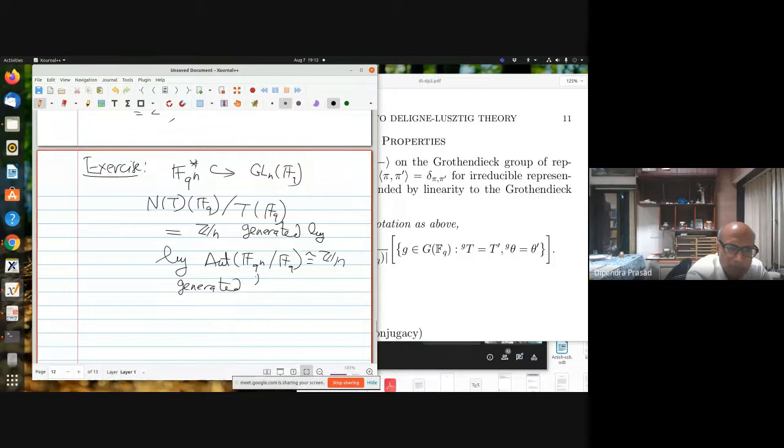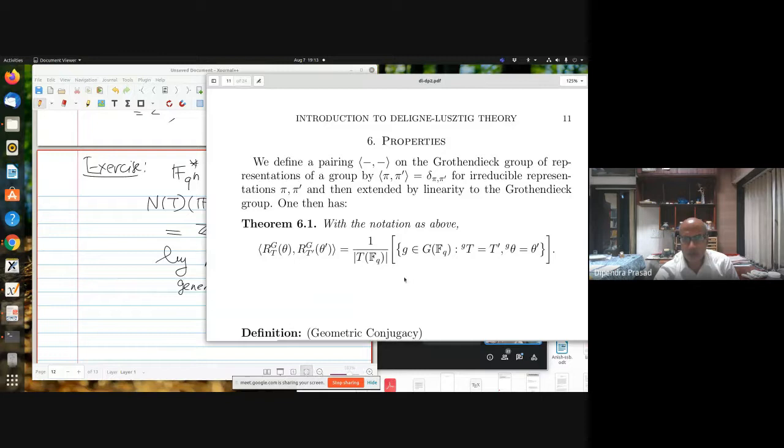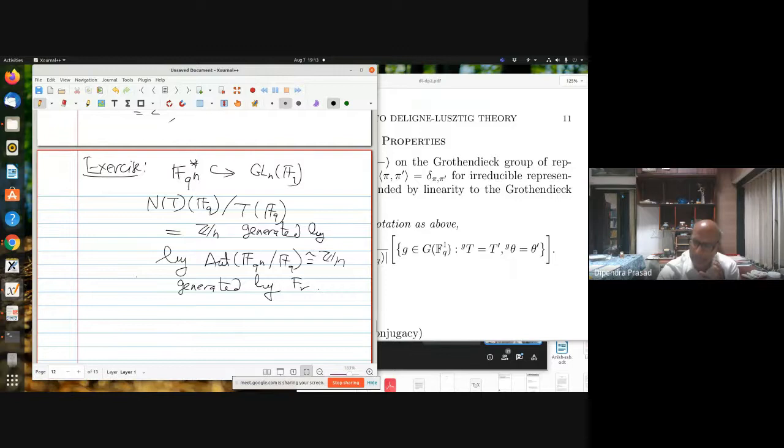I think this is very pertinent because for this orthogonality, we are looking at those elements which preserve the torus. So obviously they belong to the normalizer of the torus, but then they should also preserve theta. So among these automorphisms, which ones fix the character chi? But chi is a regular character on F_2^n star.